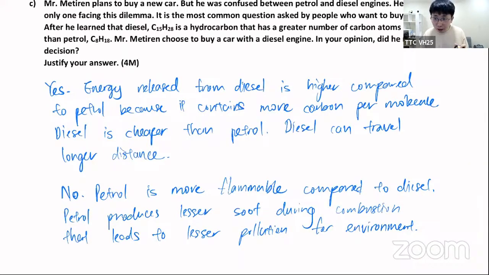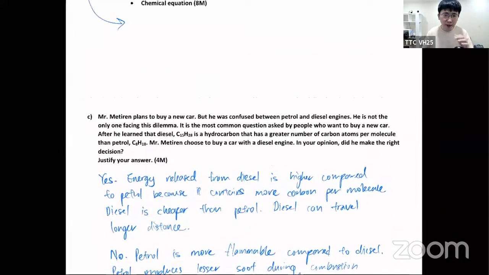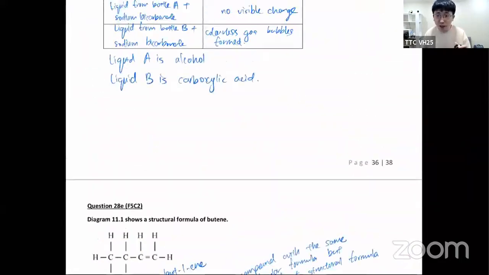Can I write carbon only? Carbon can, without atom. Better to write just one word.